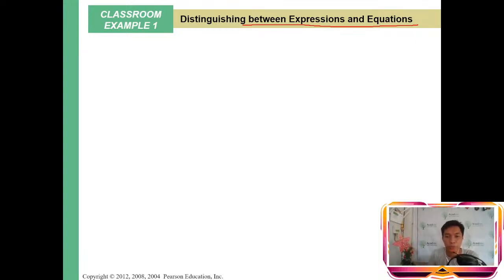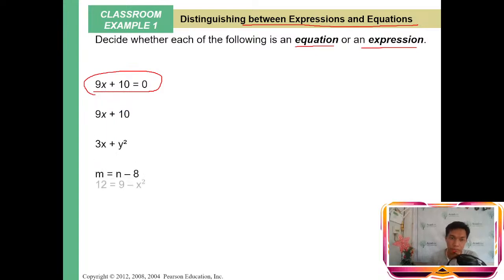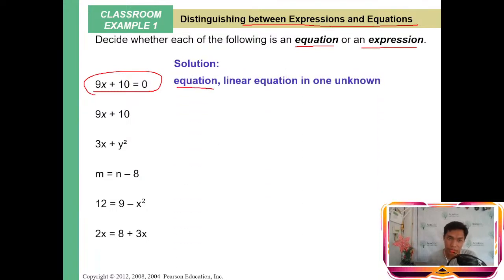Okay, so let's proceed. Look at this one here. Decide whether each of the following is an equation or an expression. Let's look at this one: 9x plus 10 equals 0. These are examples, and we have the solutions. They are equations, yes, check. They are linear equations in one unknown, yes, because they have only one unknown. That is one unknown, only one letter.